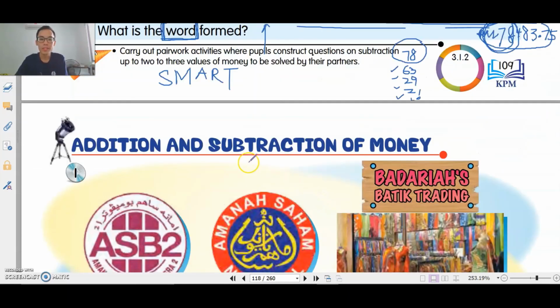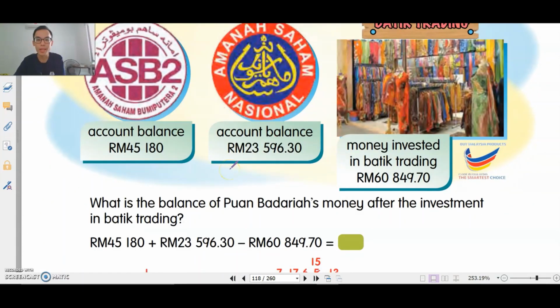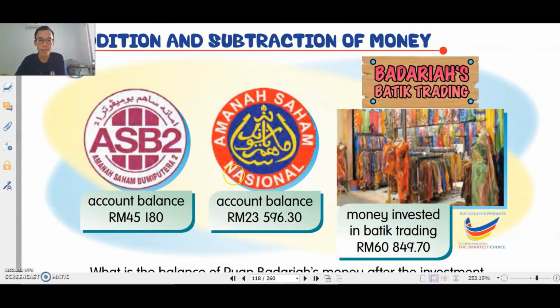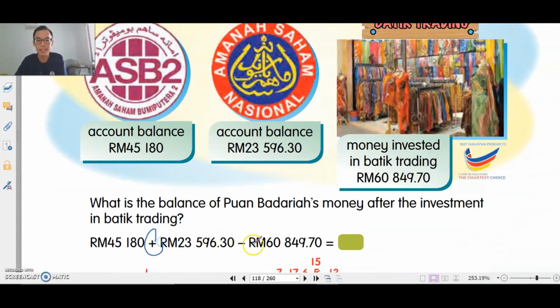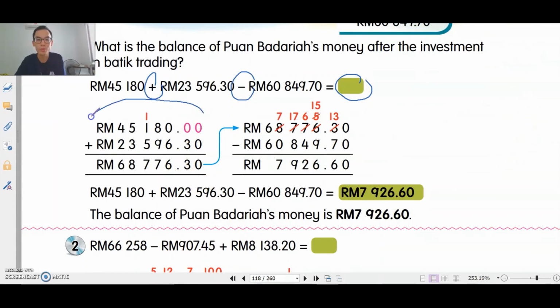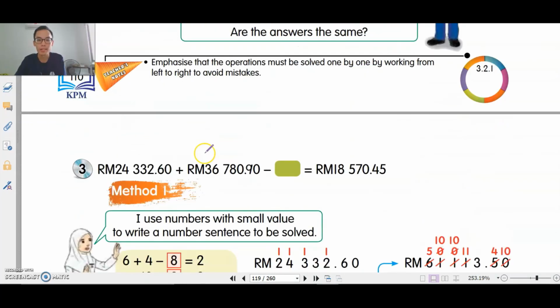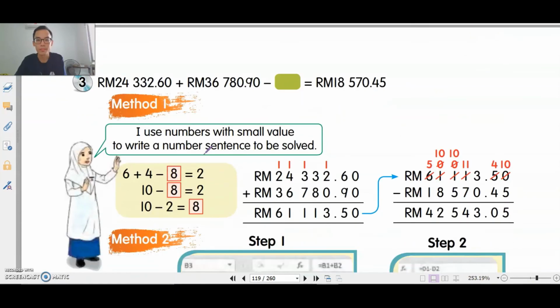Okay, so for the next topic, we look at addition and subtraction. So you've learned about addition and you've learned about subtraction. So when you put both of them together, it shouldn't be a problem, right? You just plus, and then you minus, and then you get your answer. So you have to do two calculations here. Can you see here? You plus first, and you minus. Sometimes it can be minus first and then you plus. Alright? Shouldn't be a problem, right?